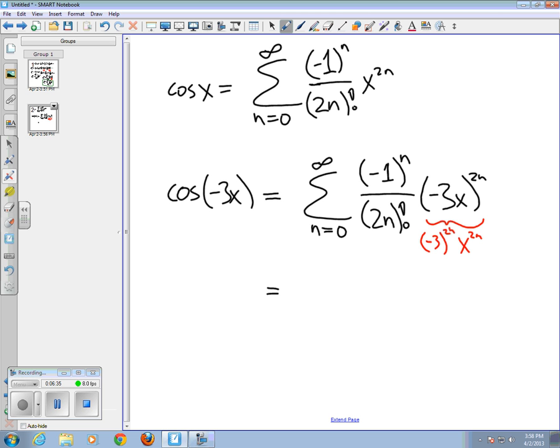Okay, and the negative 3 to the 2n, 2n is always an even power all the time. So this would be the same as positive 3 to the 2n. So what we want to do then is when we put that in the numerator, we want to change it to positive 3 to the 2n. So we have n equals 0 to infinity. This would be our representation of cosine of negative 3x. And so in the numerator, we have 3 to the 2n. Yikes, let me fix that exponent so it looks a little better. So again, that's positive 3.